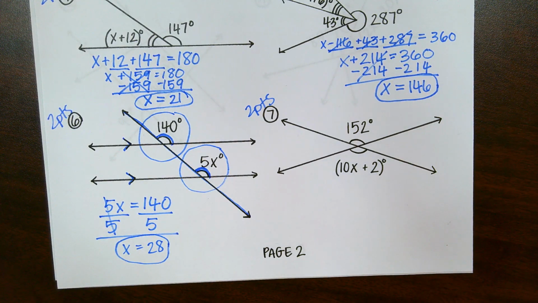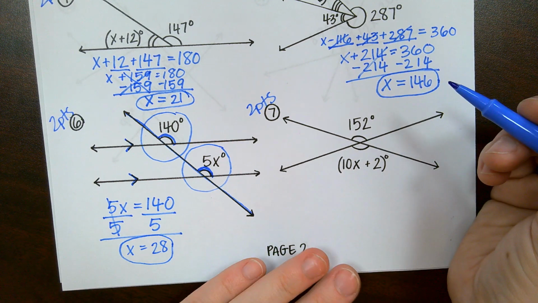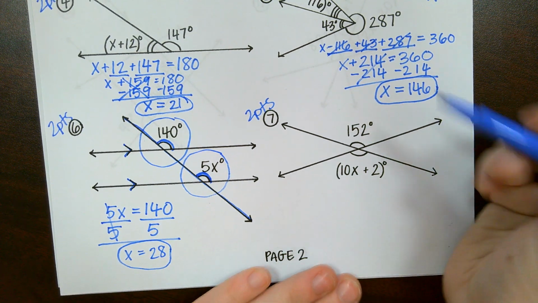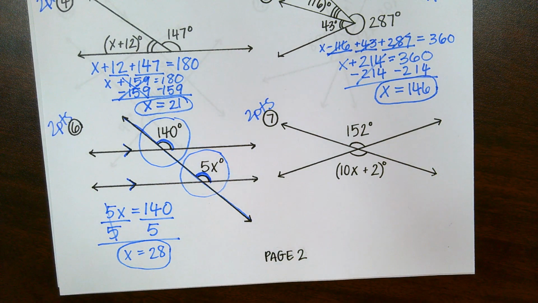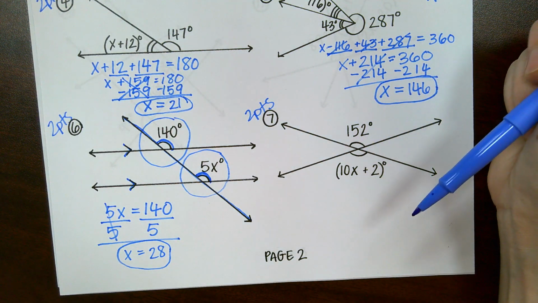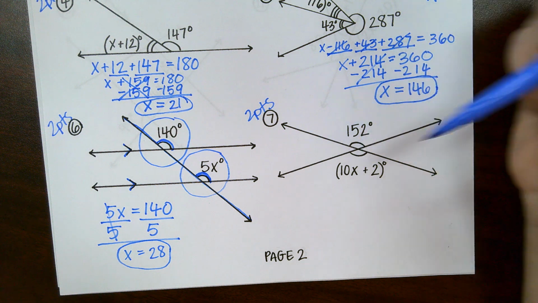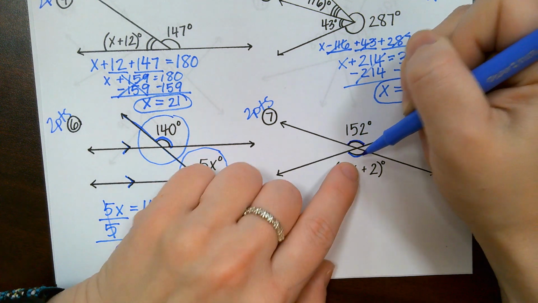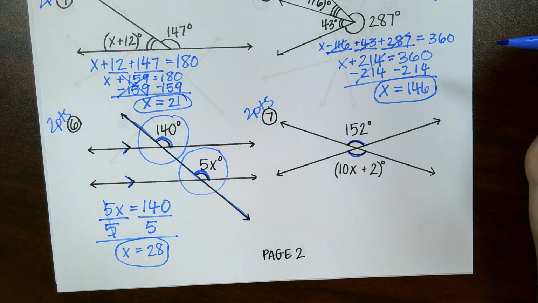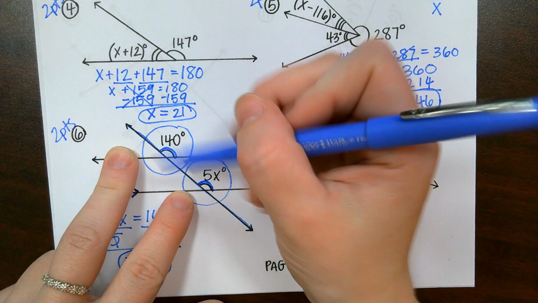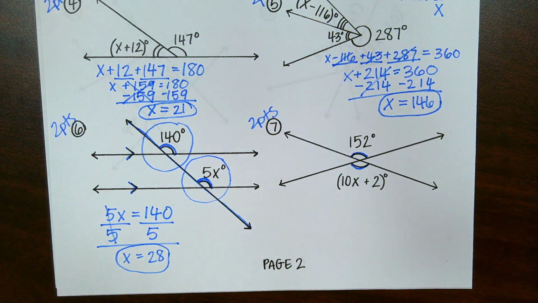All right. Now let's look at number 7. For number 7, I have 2 angles that are across from each other. These are called vertical angles. And we can tell just by looking at it, these angles are the same. Vertical angles are congruent to each other. We can also see that with these arcs. These arcs indicate congruence. It means they're the same. Just like in our corresponding angles, we had arcs that indicate congruence.